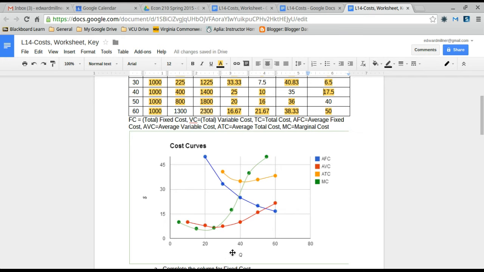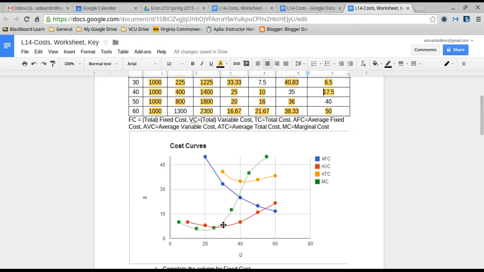Notice we measure quantity on the horizontal axis, and we measure dollars on the vertical axis. When quantity goes to 20, average variable cost falls to 8. So this point's a little lower than 10. That height there is $8. There's 8. When quantity goes to 30, it gets a little bit lower. There's 7.5. Quantity 30, 7.5.